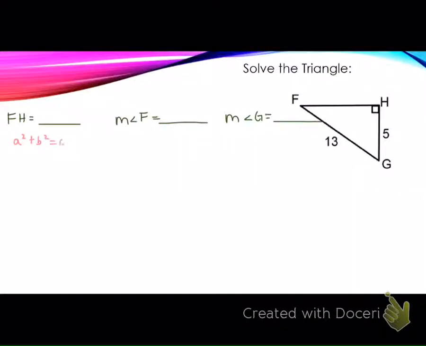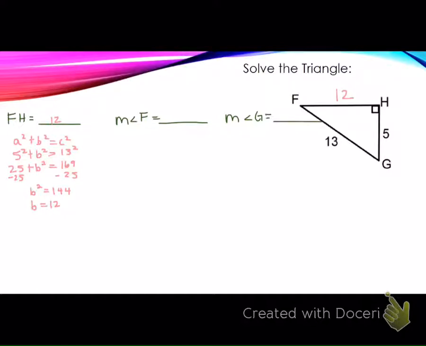So we are going to find FH. We know the hypotenuse is 13. So I got B is 12. We don't have to reduce that. It's nice and easy. So 5 squared plus B squared equals 13 squared. So 5 squared is 25.